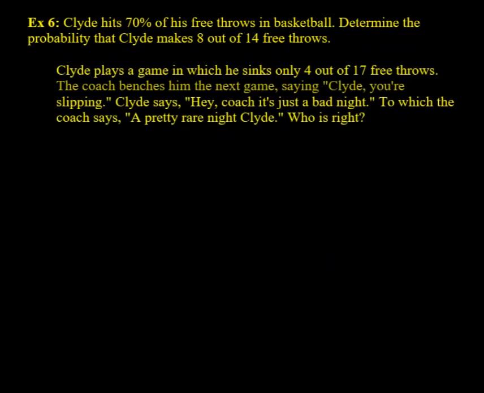So Clyde plays a game in which he sinks only 4 out of 17 free throws. The coach benches him the next game, saying, "Clyde, you're slipping." Clyde says, "Hey, coach, it's just a bad night." To which the coach says, "A pretty rare night, Clyde." Who's right? So we're going to do a binomial probability again.